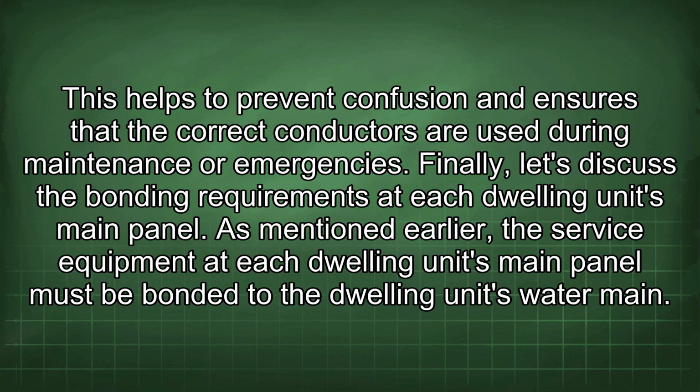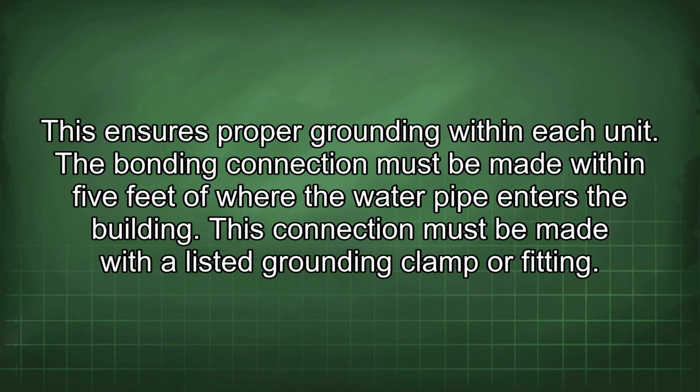Finally, let's discuss the bonding requirements at each dwelling unit's main panel. As mentioned earlier, the service equipment at each dwelling unit's main panel must be bonded to the dwelling unit's water main. This ensures proper grounding within each unit. The bonding connection must be made within 5 feet of where the water pipe enters the building. This connection must be made with a listed grounding clamp or fitting.